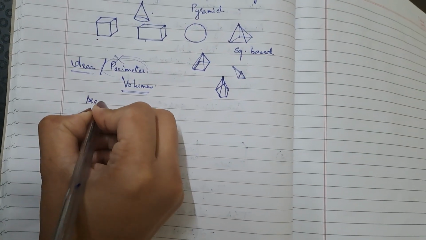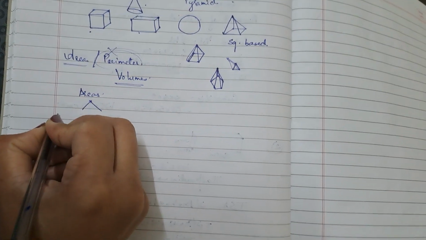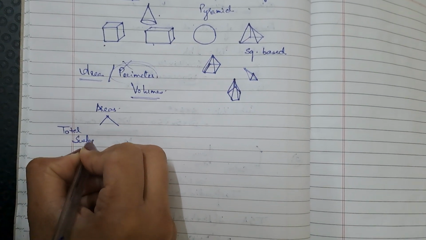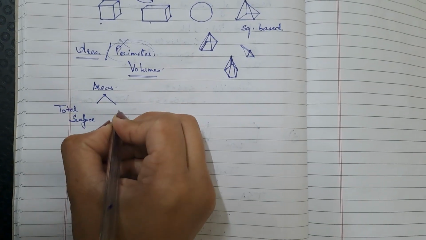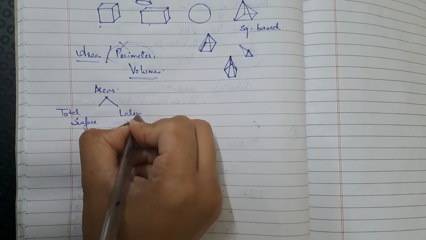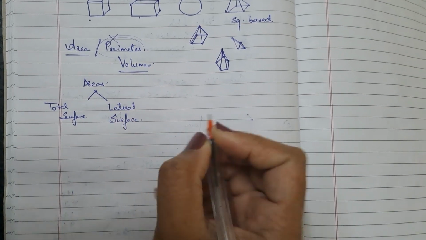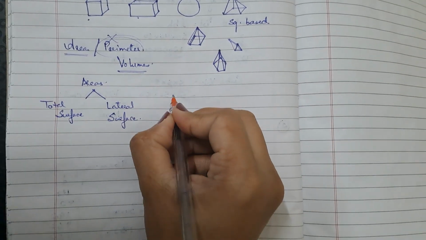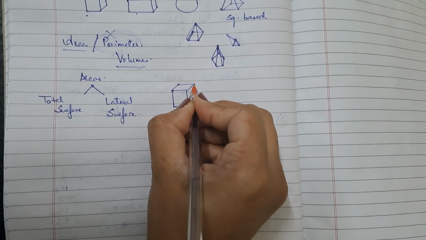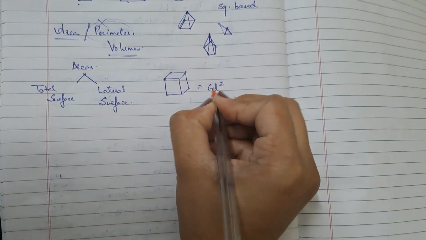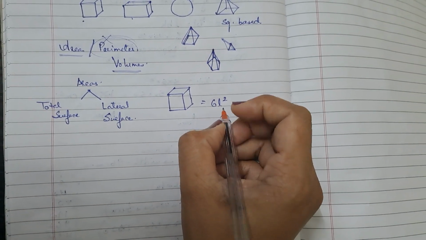Now, area is classified into two types. One is called the total surface area, and the other one is called the lateral surface area. What do you understand by the total surface area? For a cube, let's take an example. The formula for the total surface area is 6L square. What does it mean? Total surface means all the surfaces.